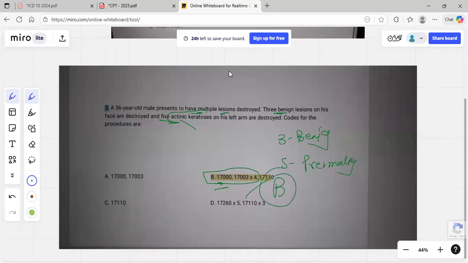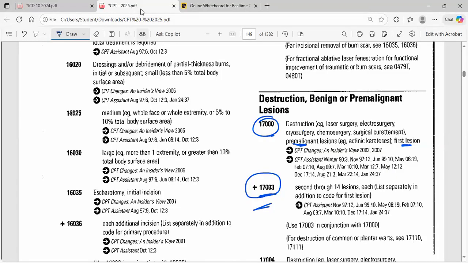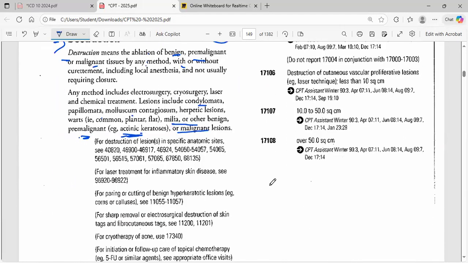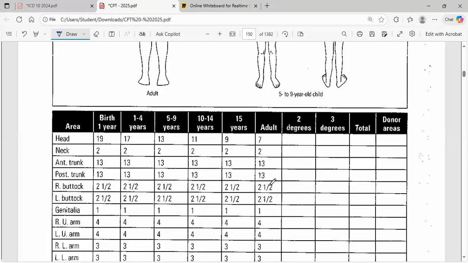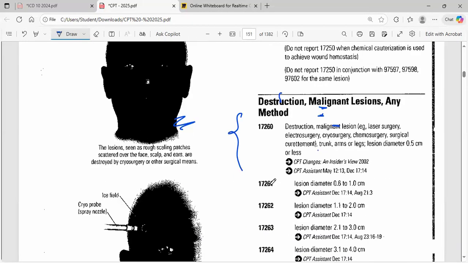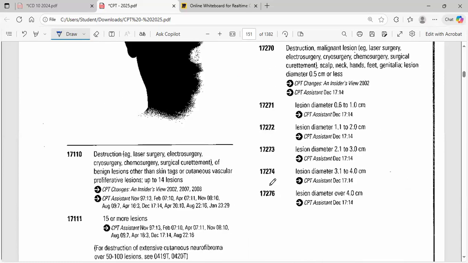And for benign, so let's see for benign. Here we have the benign lesions. So for code benign lesion, 14 lesions are included in one code itself. So our code should be 17110.